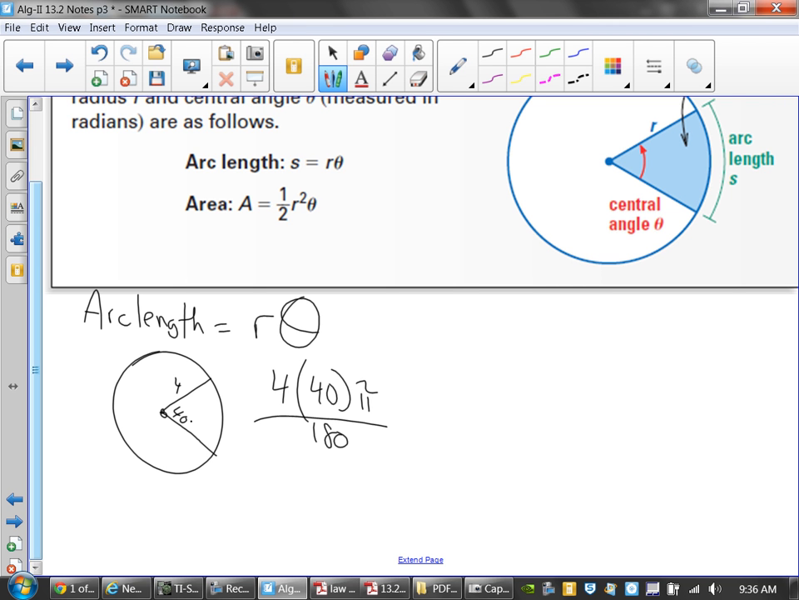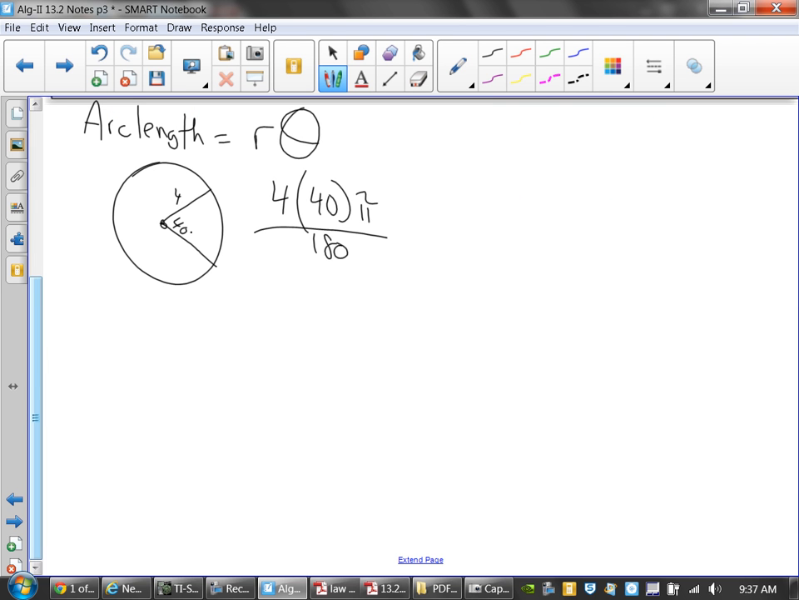Before I go any further, can I simplify that right away? What can I knock out? Zeros and divide by 2. Good. I can knock out the zeros. This becomes a 9. This becomes a 2. So I get 8 pi over 9. And that's my arc length. Not so bad.